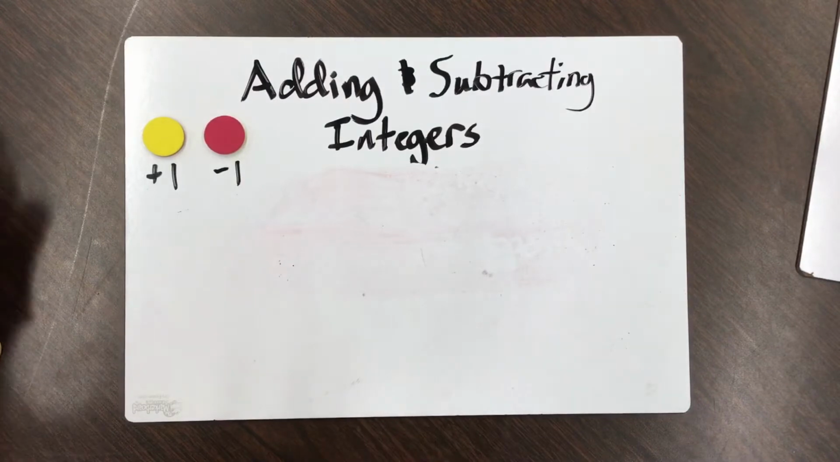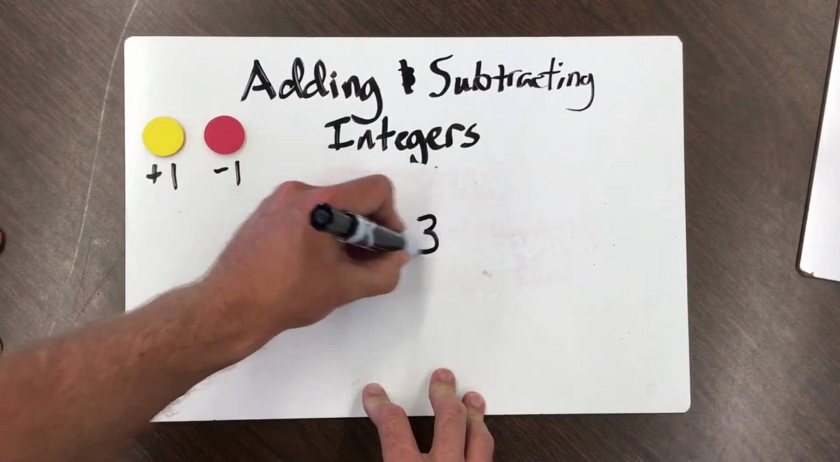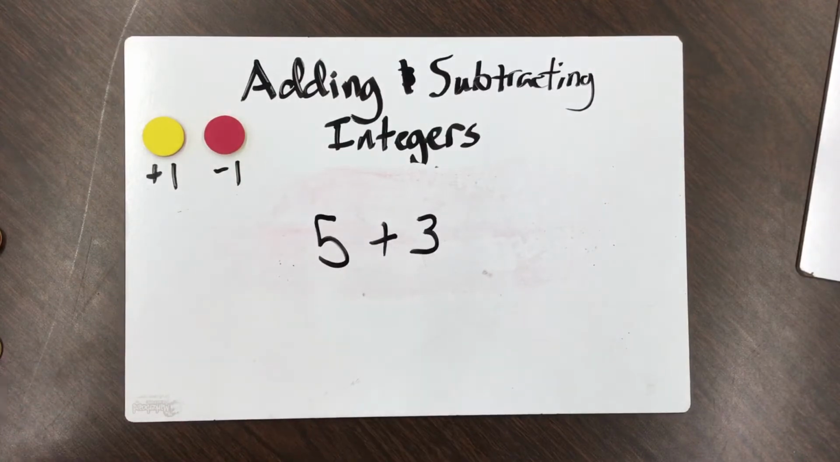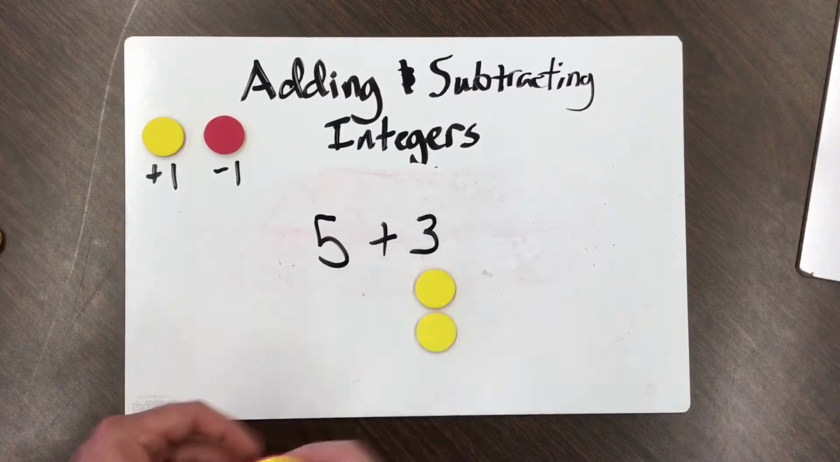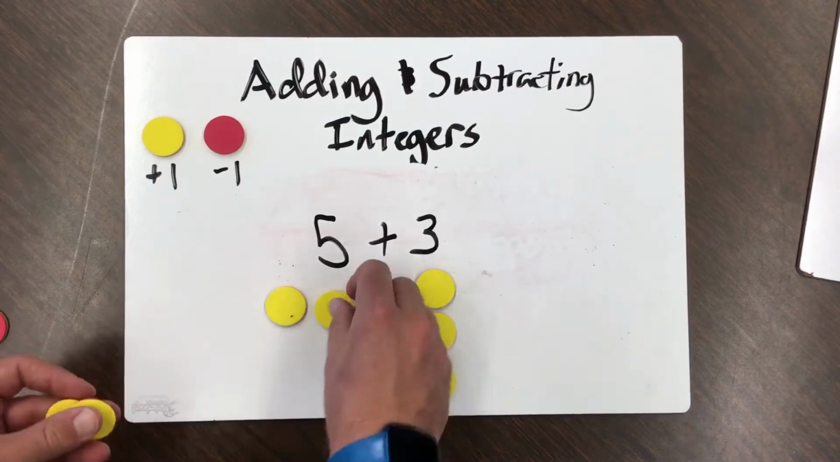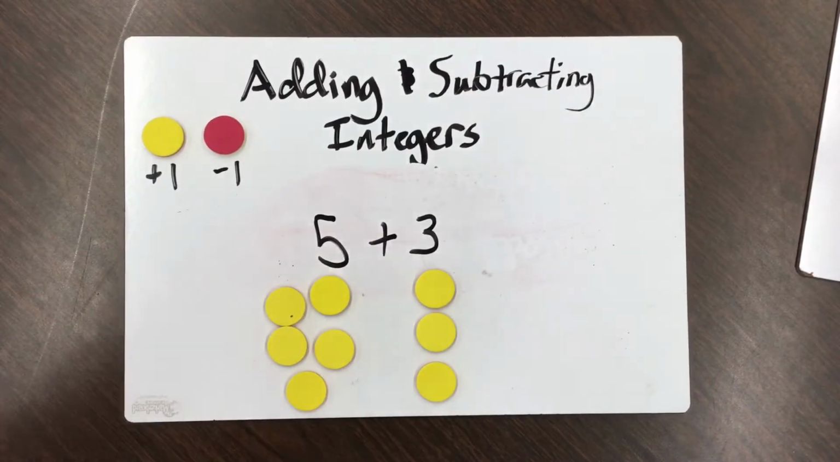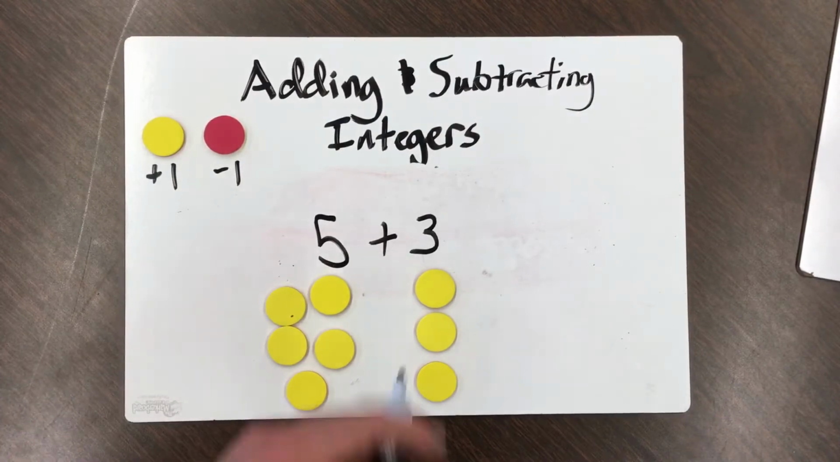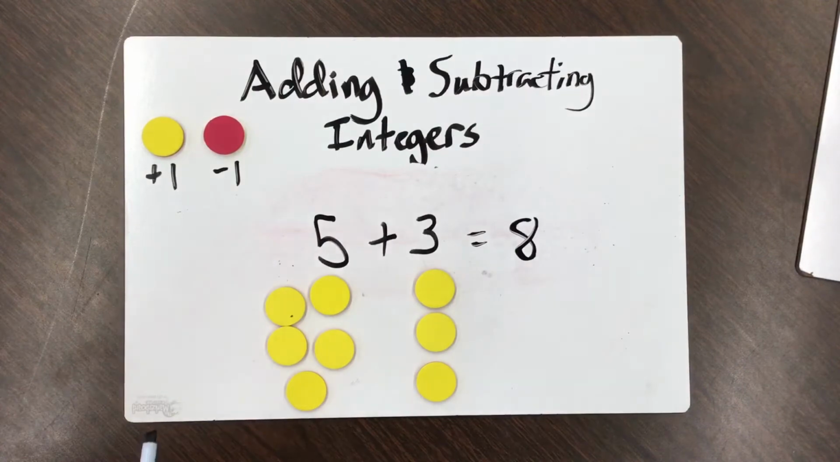Let's start off with something pretty straightforward. 5 plus 3. Technically, that is an integer problem. And so if we think about how 5 plus 3 works, we have to have 3 yellows and 5 yellows. And then what we do is we count them up. How many yellows do you have? Well, our total is 8.